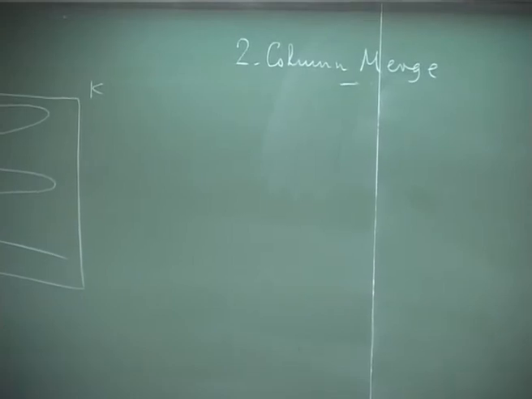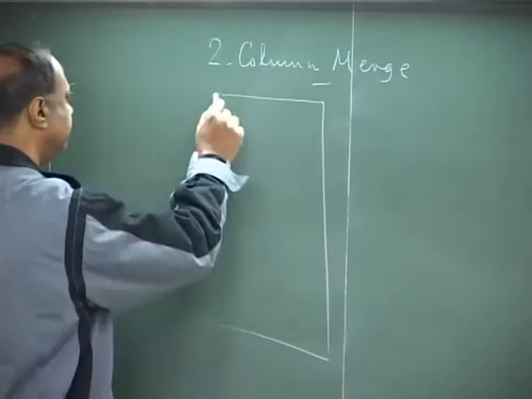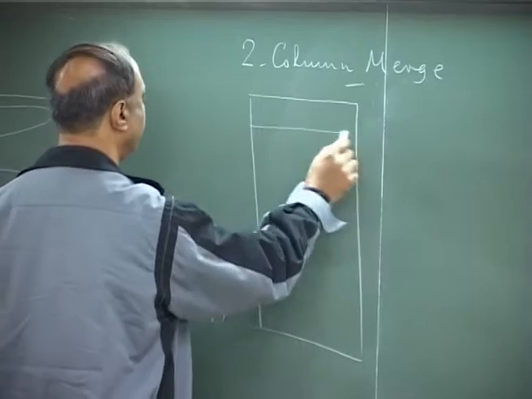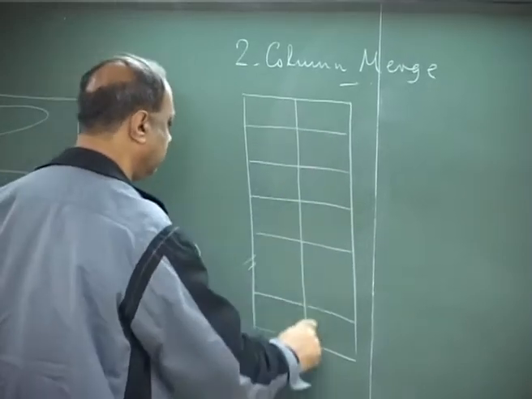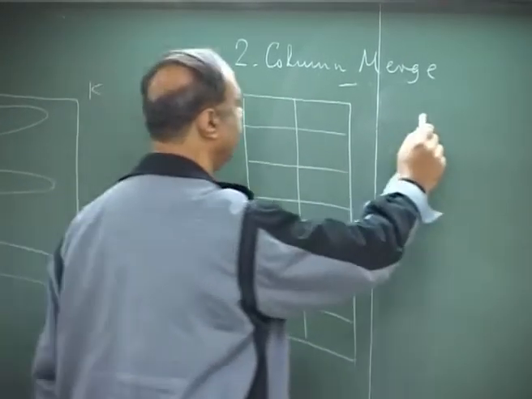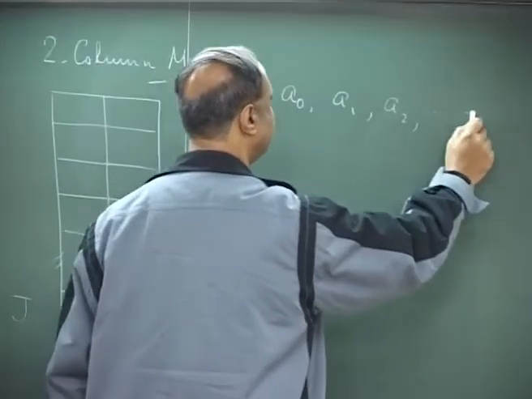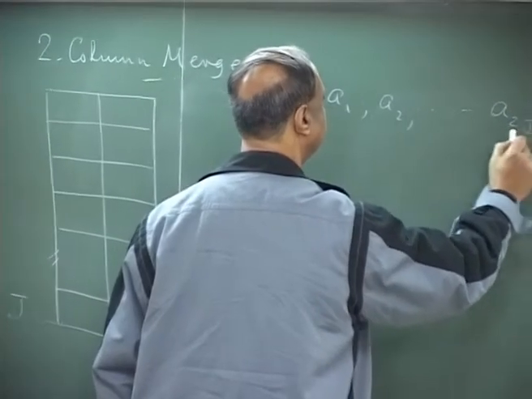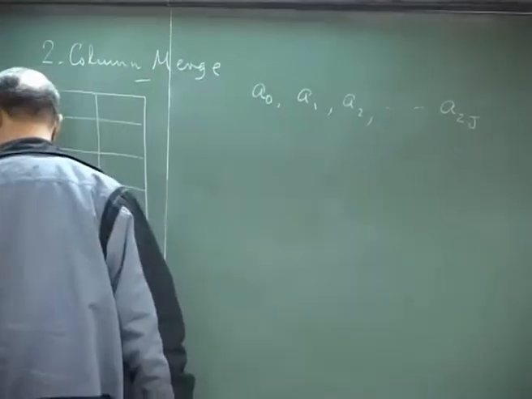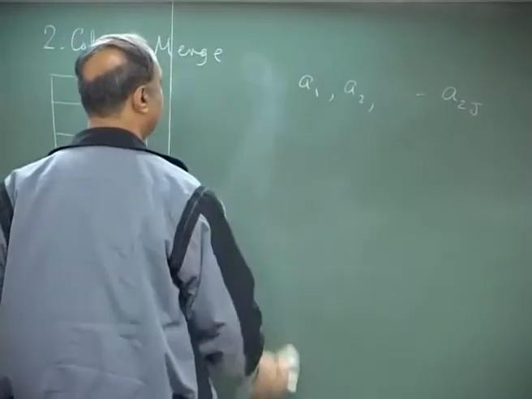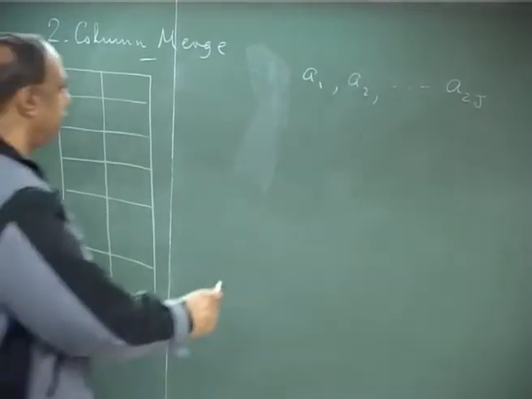first we need to define a two column merge. The problem is that you have one column of j rows and 2j elements, say A1, A2, up to A2J. These 2J elements form a bitonic sequence.